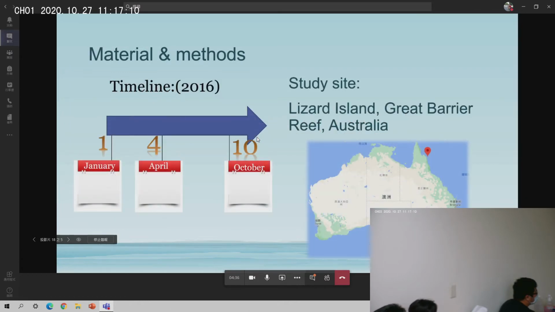Materials and methods. This is the time we studied: January, April and October, a total of 10 months in 2016. January is before the bleaching, April is at the peak of bleaching, and October is after bleaching. The study site is Lizard Island, Great Barrier Reef, Australia.